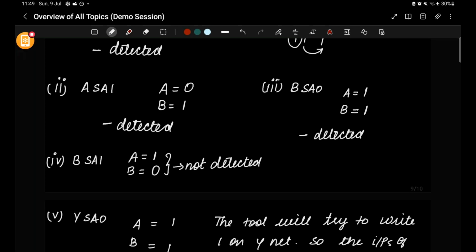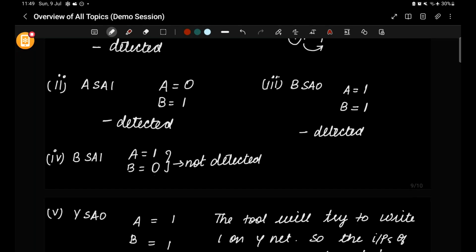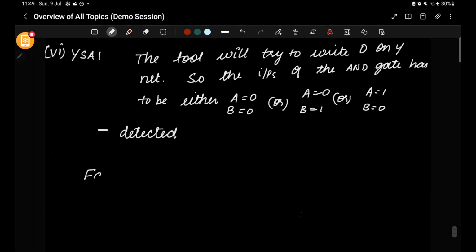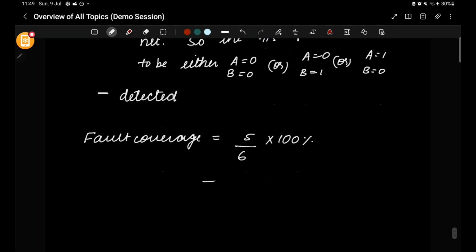So in total we have 6 faults, out of which 5 have been detected. So our fault coverage will be: total number of faults detected is 5, and total number of faults in the circuit is 6. So 5 divided by 6 into 100%. This will be approximately 83%. This is the fault coverage.